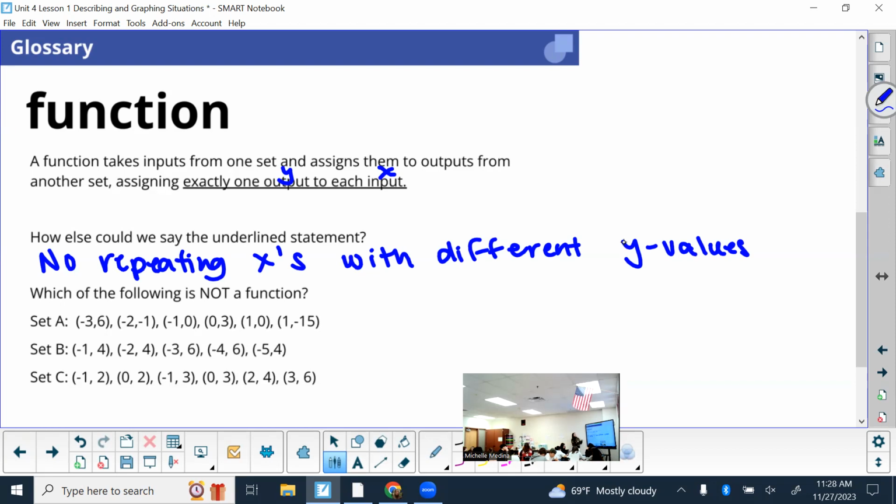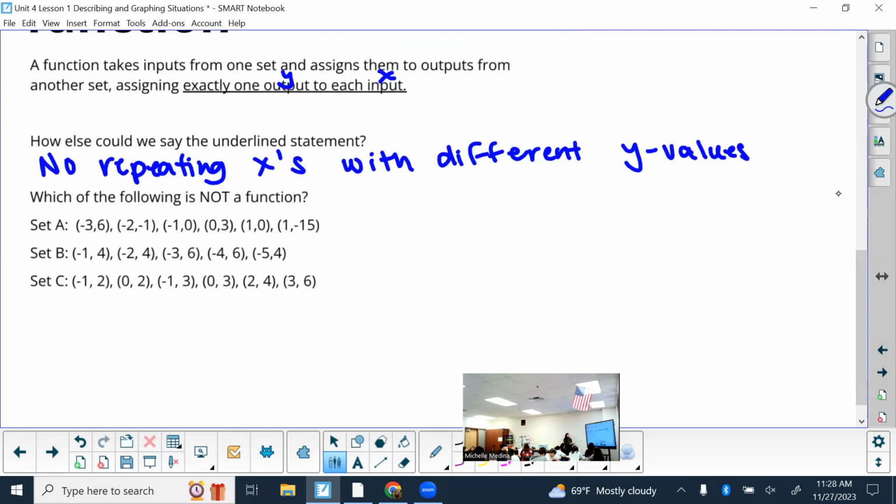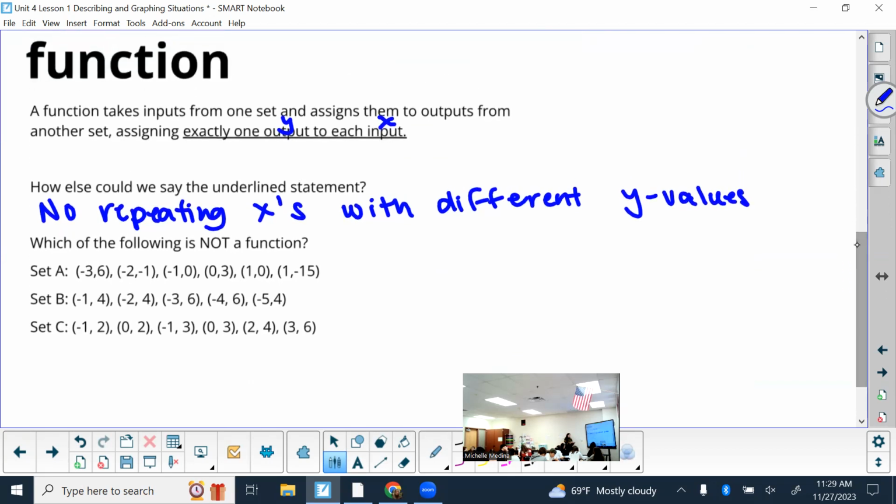Now this example is only on the screen. If you want to copy it onto your paper, you can, but really it's just important that you understand what I told you. So based on what we talked about for functions, which of these is not a function? Don't say it to me. Think about it. Talk with your group. Come to a conclusion. Which of these are not a function?